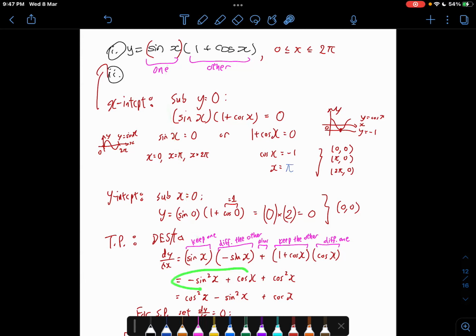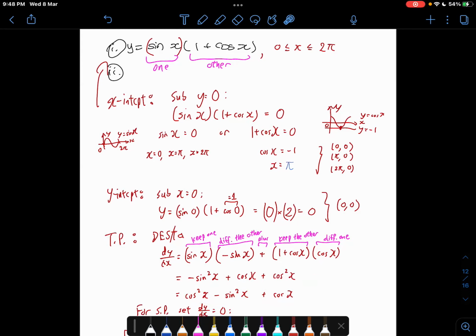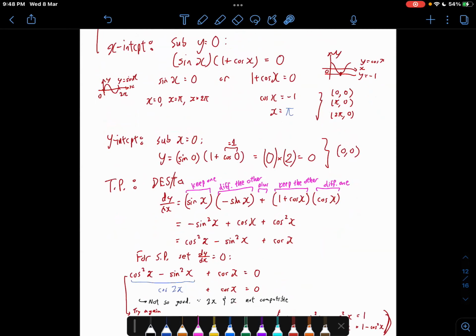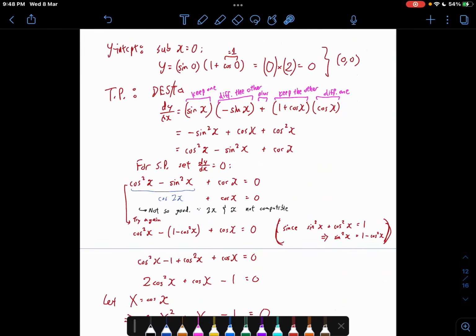So simplify, you get negative sine square x plus cos x plus cos square x. Then you just bring the cos square over to the front. Why? I don't know. I just like it. Cos square x minus sine square x plus cos x. Both are fine. Then the next step is to equate to 0. So for stationary points, set dy by dx equal to 0. Good. We get this equal to 0.